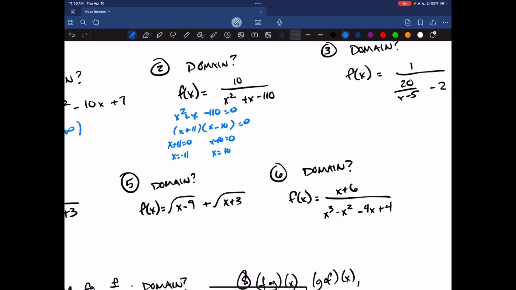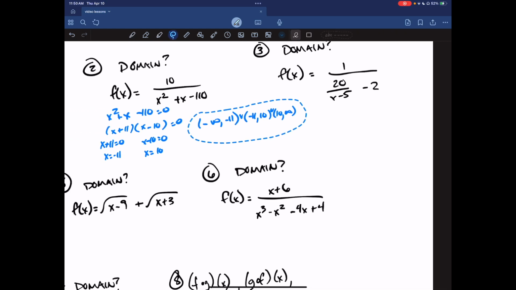And so you write your domain from least to greatest, and that's going to be negative infinity to your lowest number, which is going to be negative 11. You hop over, you get negative 11 to 10, and then you hop over, you do 10 to infinity. So you have two holes, and here's where they are. And you have the union in each of these. Okay?